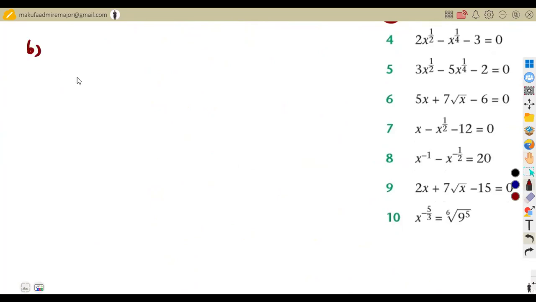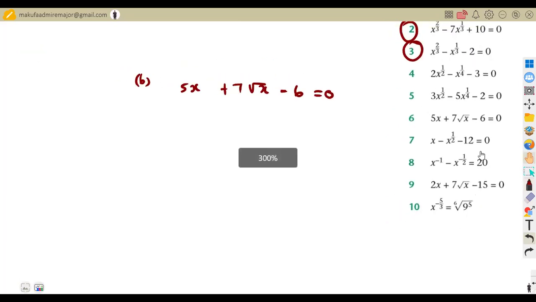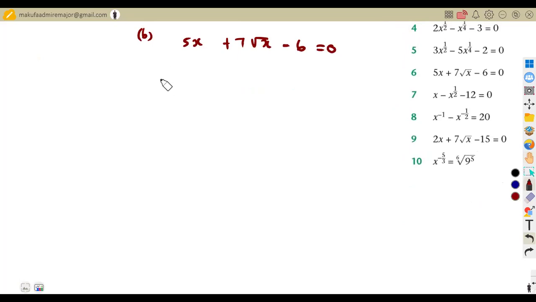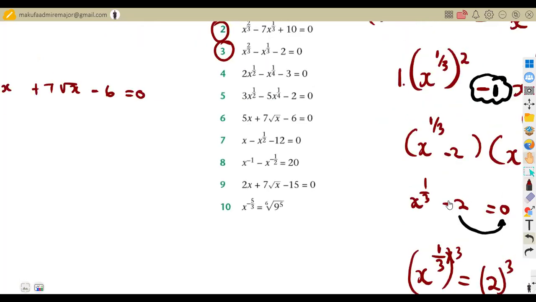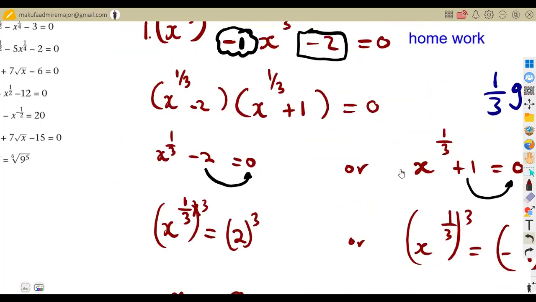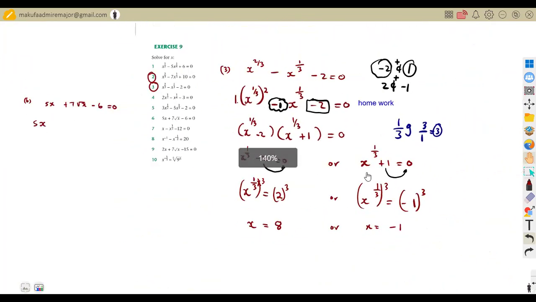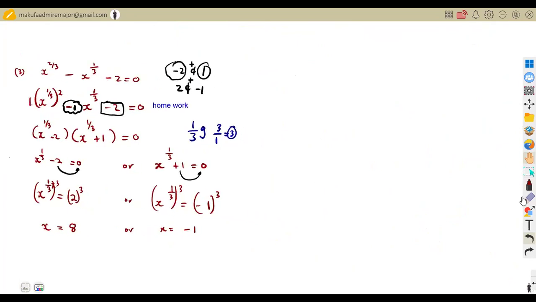On question number 6, we are given 5x plus 7, the square root of x, minus 6 is equal to 0. The condition there is still the same. The idea there is still the same. All right, 5x, there's nothing that you're going to do. It's the same as 5x. All right, guys, I'm still forgetting to introduce another method here. This is what you could have done before you solve that one. On this one, you could have introduced the k here. I wanted to talk about this before we solve that one, guys.